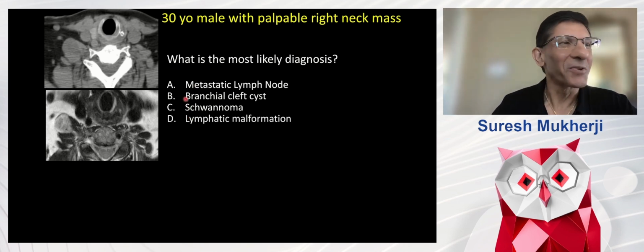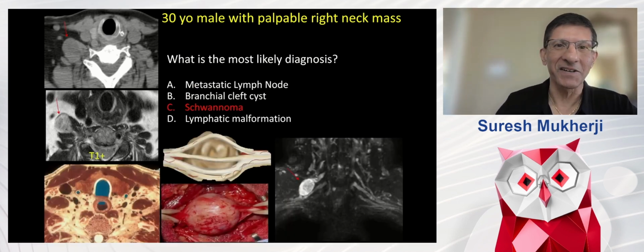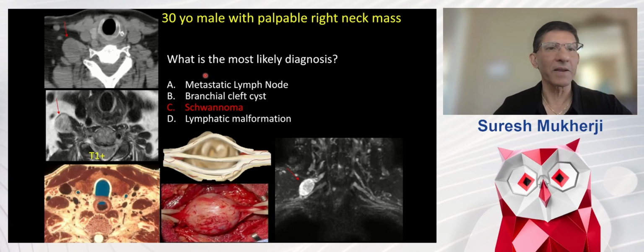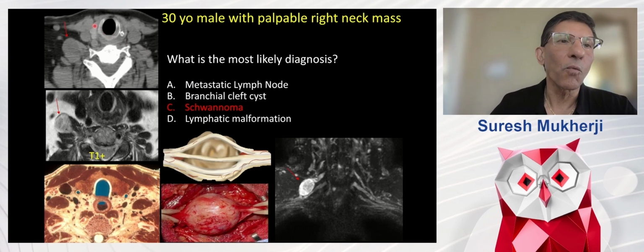All right. So the correct answer in this particular case is a schwannoma. And I think most people got it right. I'd say three-quarters got it right. So this was the case that I showed earlier. So this is a mass involving the right side of the neck.